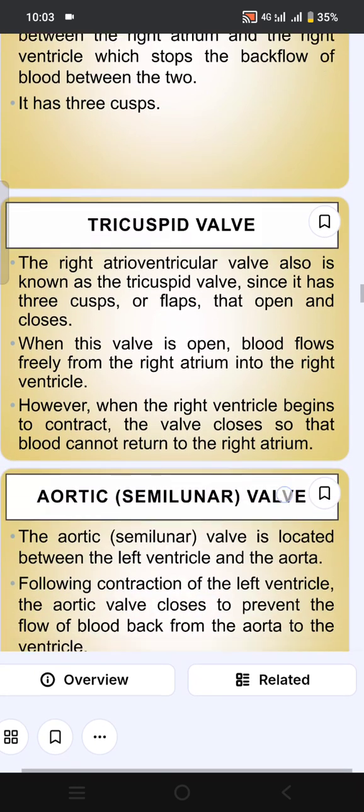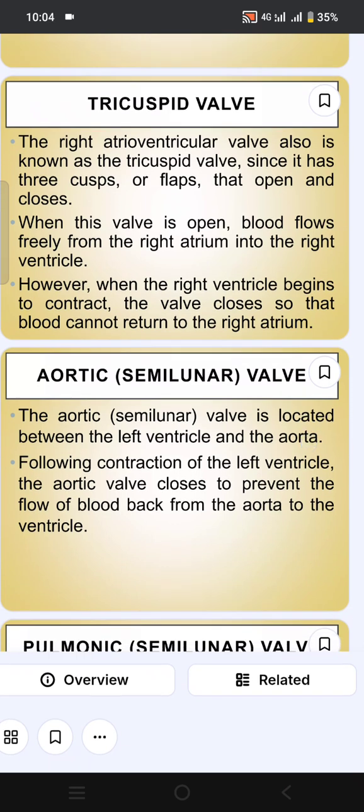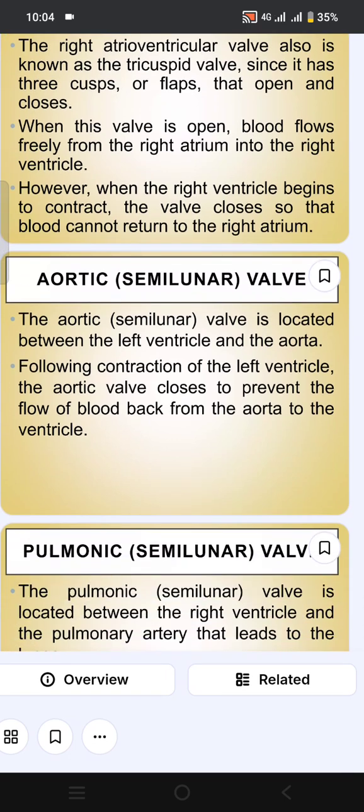It has three cusps. Tricuspid valve: the right atrioventricular valve is also known as the tricuspid valve, since it has three cusps or flaps that open and close. When this valve is open, blood flows freely from the right atrium into the right ventricle. However, when the right ventricle begins to contract, the valve closes so that blood cannot return to the right atrium.